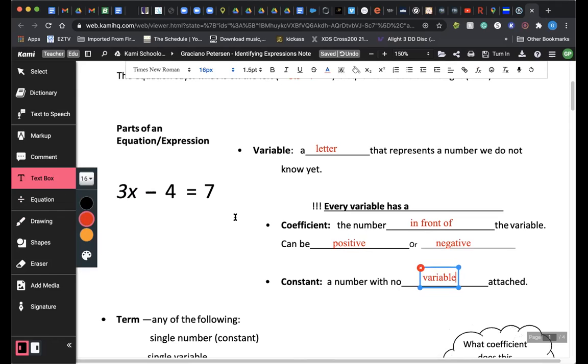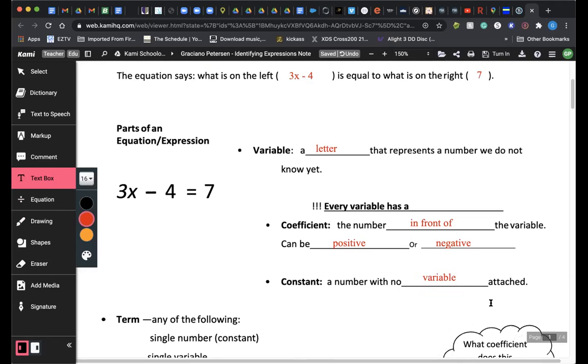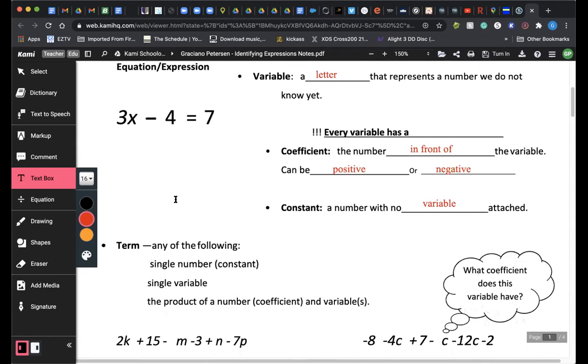Okay, so that means if we go back to our example here, 3x minus 4 equals 7, can you give me a constant in that equation? -4. Good, -4 is a constant. Is there another constant? 7. Okay, so any number that does not have a variable attached is a constant in an equation or an expression.